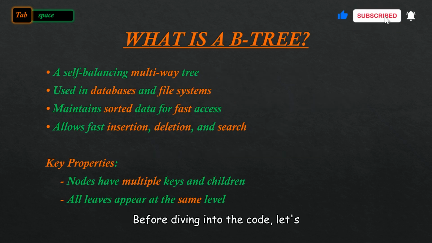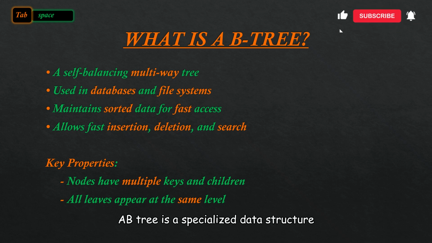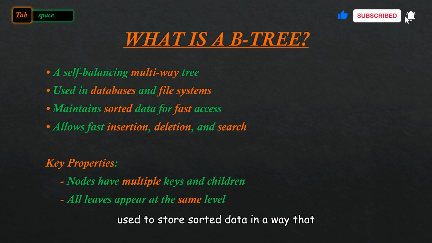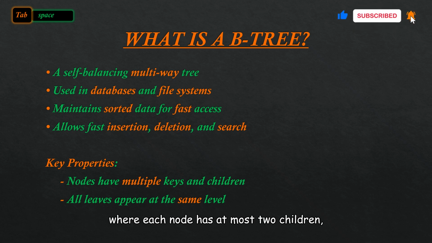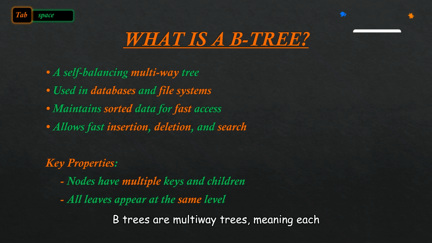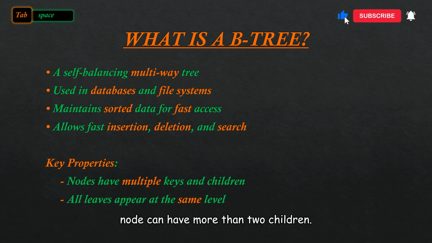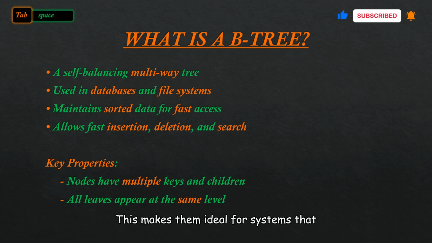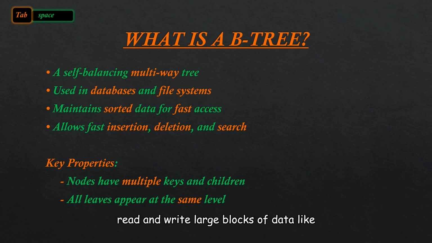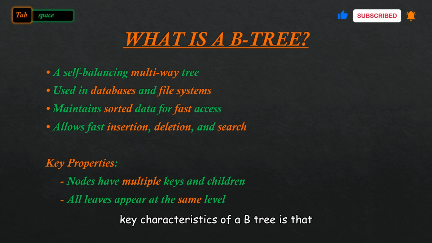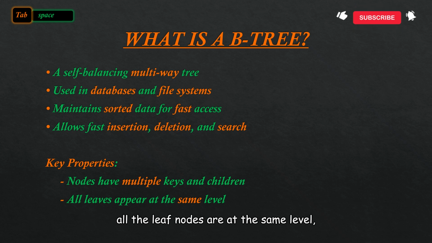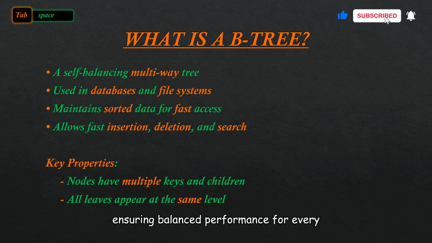Before diving into the code, let's understand what a B tree actually is. A B tree is a specialized data structure used to store sorted data in a way that allows searches, insertions, and deletions in logarithmic time. Unlike binary trees where each node has at most two children, B trees are multi-way trees, meaning each node can have more than two children. This makes them ideal for systems that read and write large blocks of data like databases and file systems. One of the key characteristics of a B tree is that all the leaf nodes are at the same level, ensuring balanced performance for every operation.